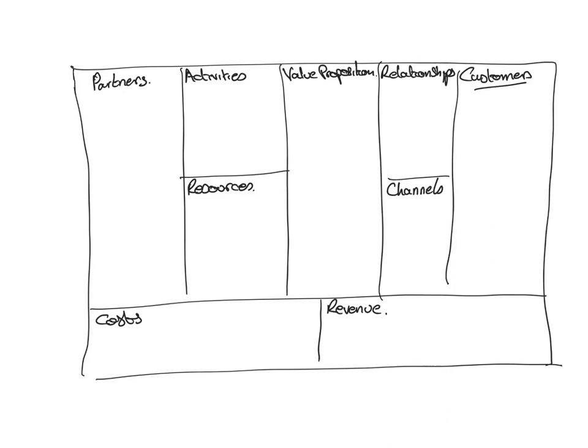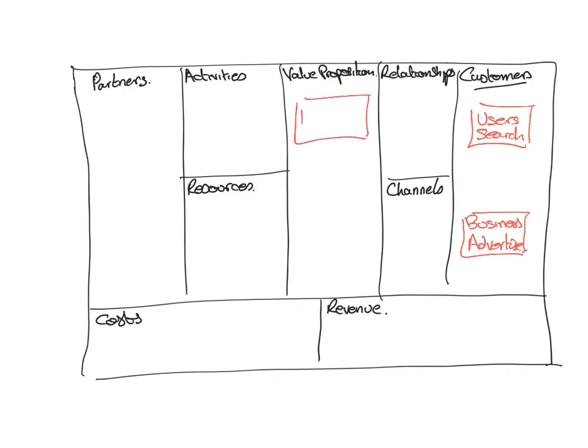Right, Google has two types of customers. The first customers are the users who search, and the second type of customers are the businesses who advertise. Right, so pretty much all the customers that Google has are anybody who is looking for some form of information, and Google's value proposition is to find information for people.